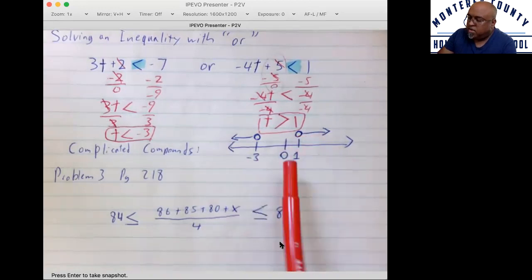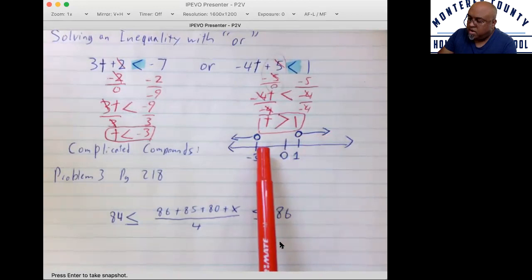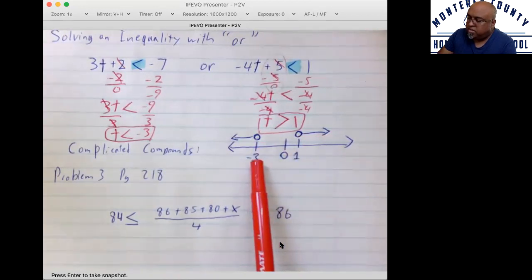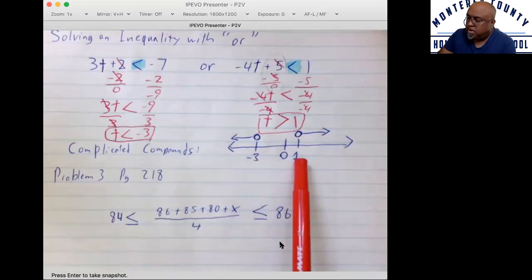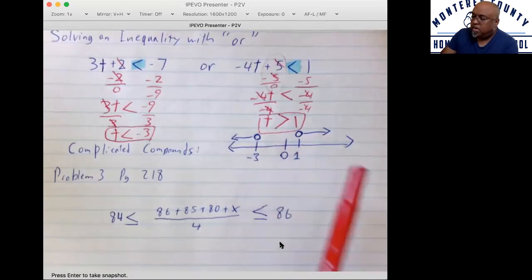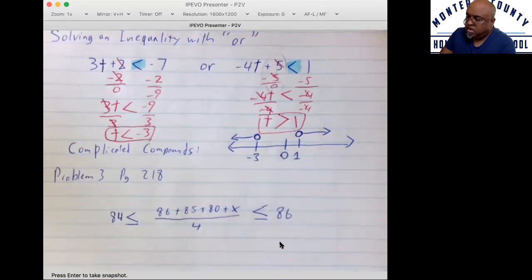Now, keep in mind these are not inclusive. So in other words, it cannot be -3 and it cannot be 1. It could be bigger than -3 or it could be smaller than 1, but it cannot be those numbers. Why? Because they have open inequalities.